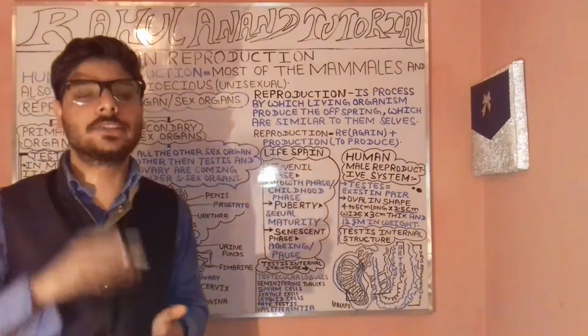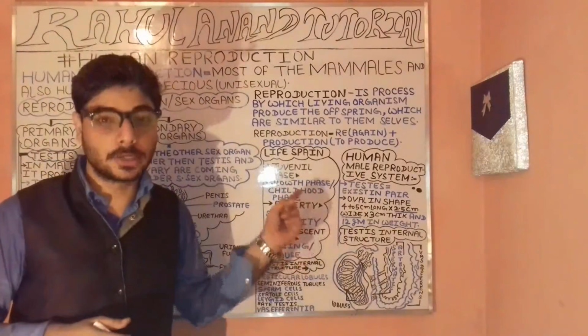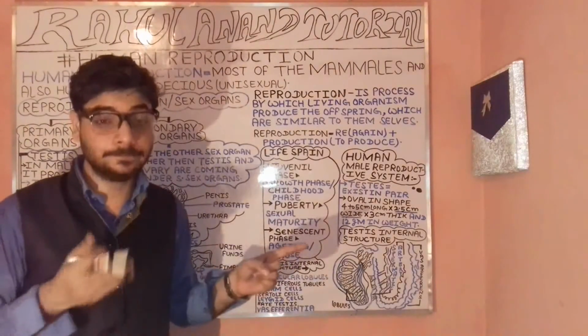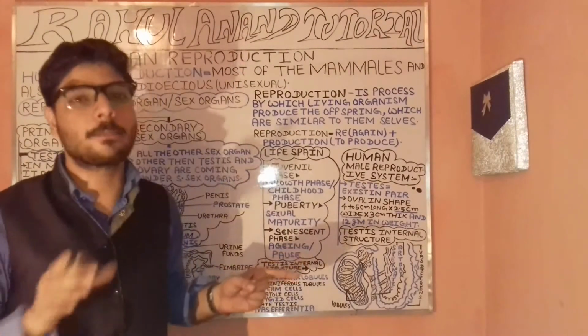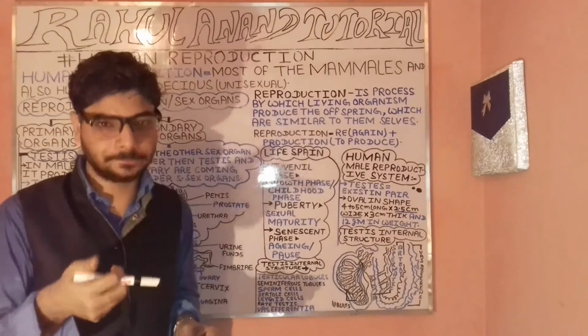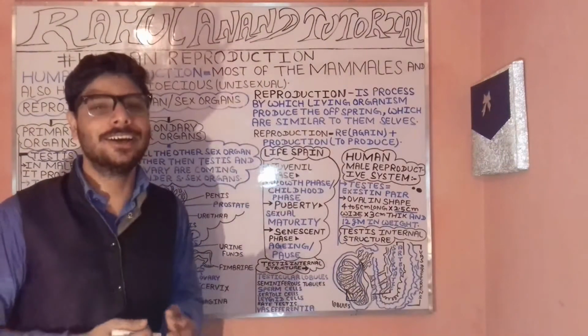When we are talking about what reproduction actually is, it is composed of two words, such as what? Such as re. Re means again, and production means to produce. Now, you could find it here on the board.